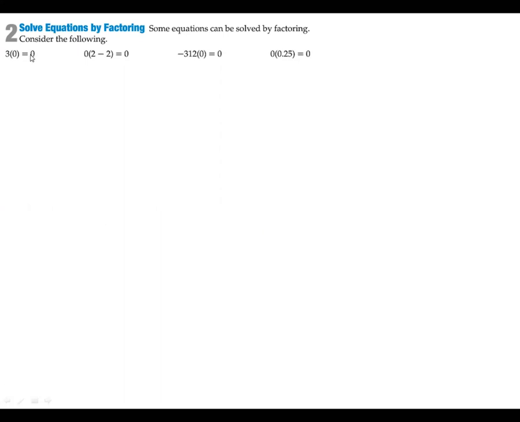3 times 0 is 0. 0 times 2 minus 2 is 0. Negative 312 times 0 is 0. 0 times 0.25 is 0. Notice that in each case, at least one of the factors is 0. These examples are demonstrations of what's called the zero product property. The zero product property says that when you have two or more quantities multiplied together and the answer is 0, then at least one of the factors has to be 0.